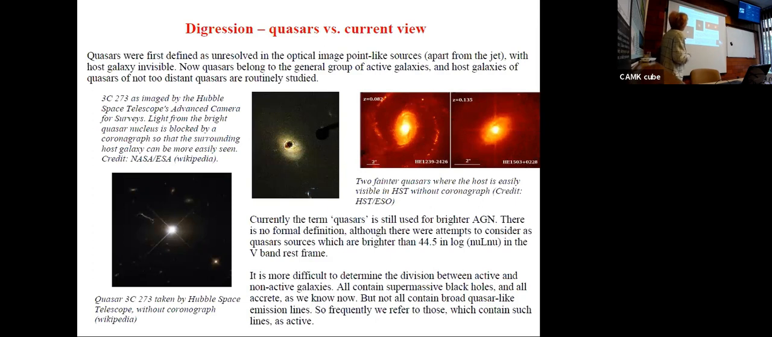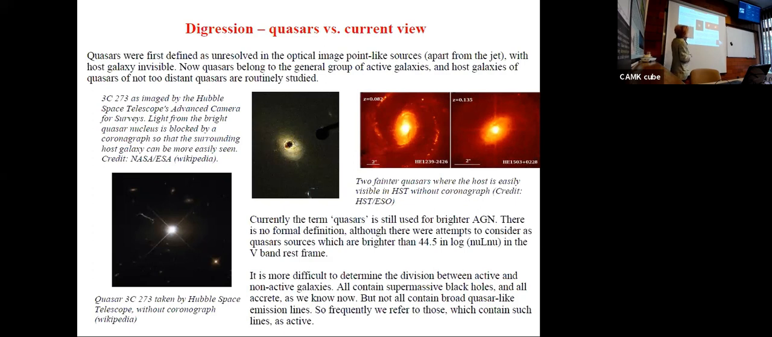Nowadays, we have no doubt that quasars are just nuclei of galaxies. So in the optical band, if you don't do anything, then 3C273 photographed by Hubble Space Telescope indeed still looks like a point-like source. But here, this is also an image from HST, and in that case, the central part was blocked by a coronagraph, and then you see the galaxy around it. It's not really perfect, but you see it.